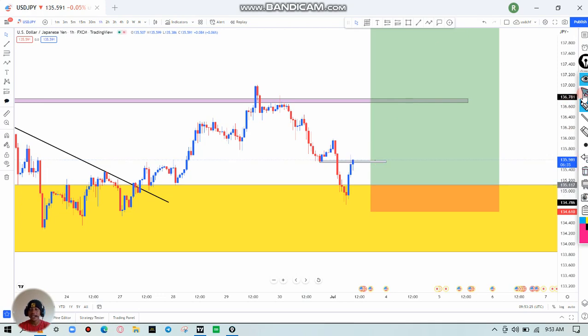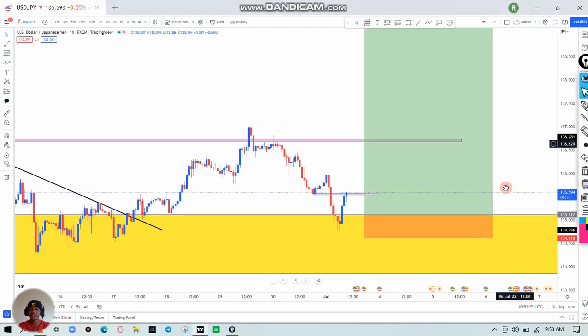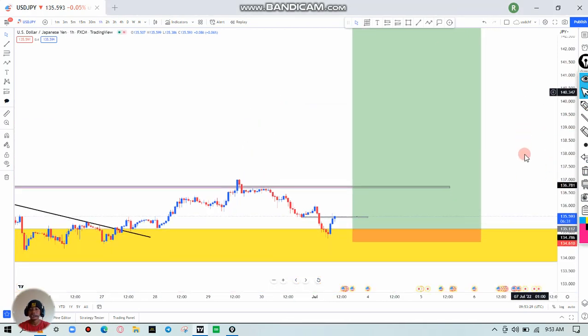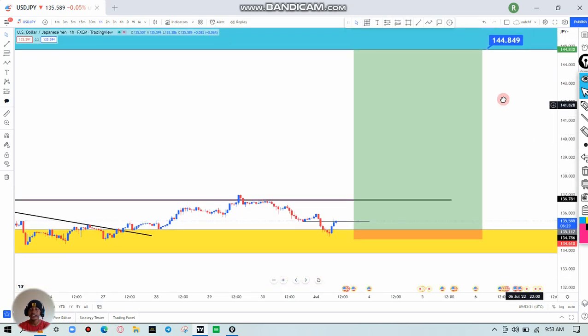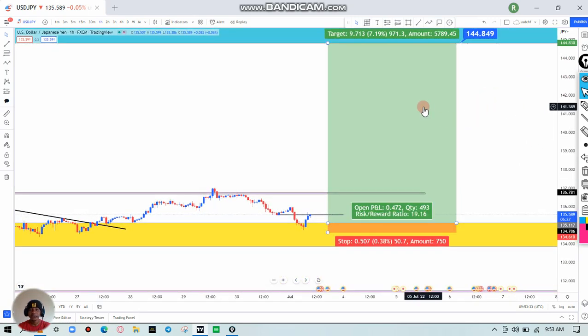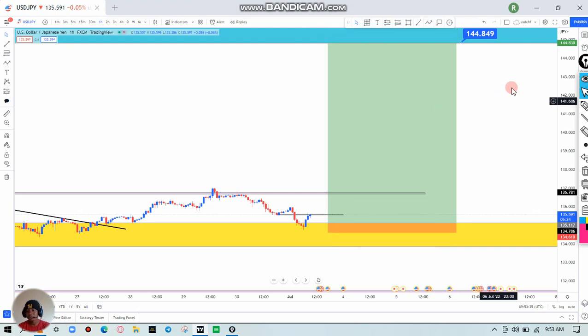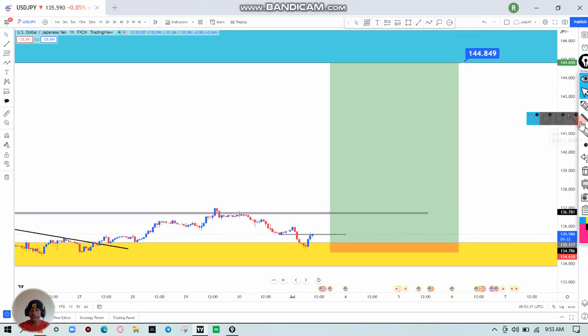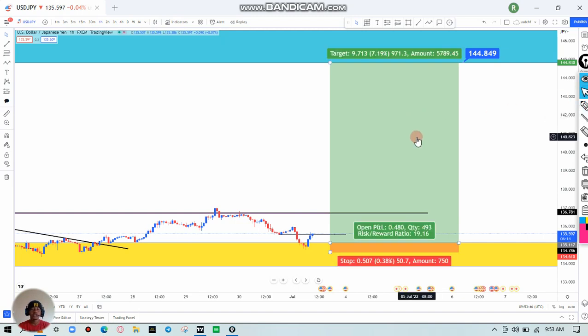All right, so our target is at the next monthly upper zone, which is about 971 pips, depending on where we are going to cut the entry. So we can make about 900 pips from this particular setup. All right, so that's it for USD/JPY.